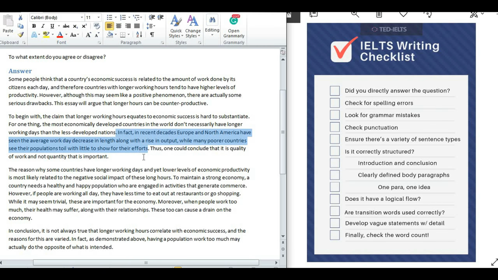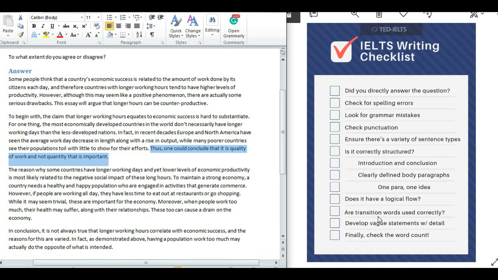In fact, in recent decades, Europe and North America have seen the average workday decrease in length along with a rise in output, while many poorer countries see their populations toil with little to show for their efforts. So we're developing, putting an idea upon an idea and focusing. Now we come to a sort of conclusion of the paragraph. Thus, one could conclude that it is quality of work and not quantity of work that is important. Now you'll notice logical flow here. This is our ideas going from one to next.